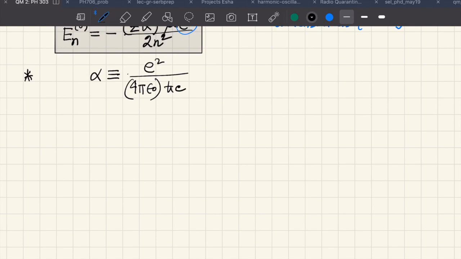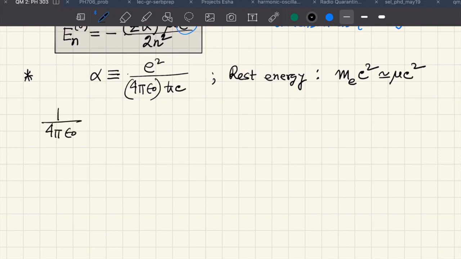And what was the rest energy of the electron? Rest energy, all of you are familiar from your PH 101 course, the special theory of relativity part of it. Please recall that part. In fact, it is nothing but mass of the electron times the square of the velocity of light. In fact, in this case, this is nothing but mu c square, because for our purpose, mu, which is the reduced mass, is nothing but mass of the electron. So let us look at this quantity: 1 by 4 pi epsilon naught e square by the Bohr radius.